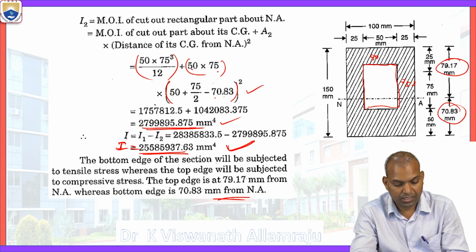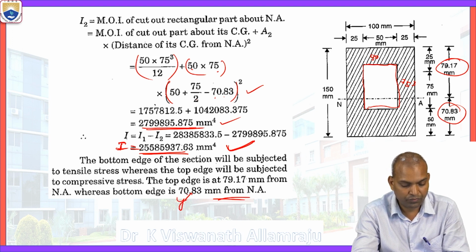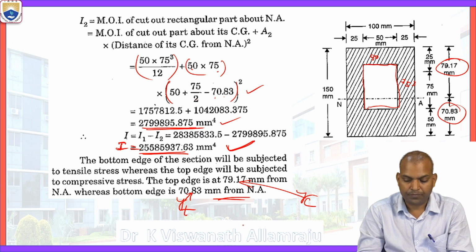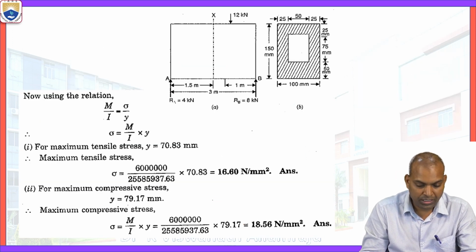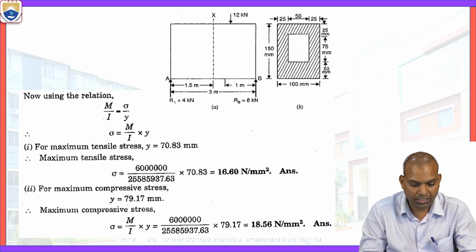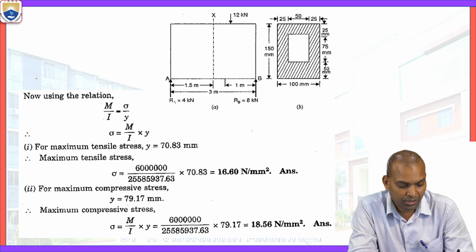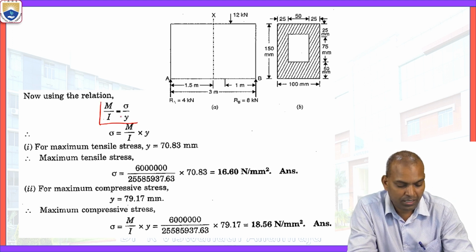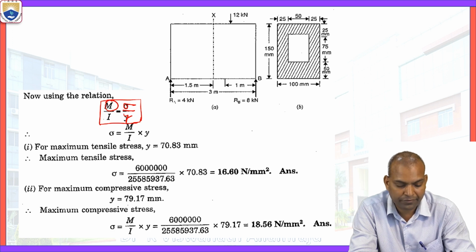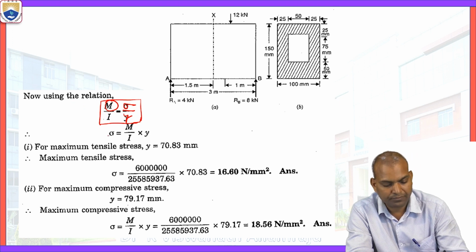So for tensile stress, bottom edge, this is the Y value for tensile stress, and this is the Y value for compressive stress, because top edge is the YC and YT. The next step is we need M value, which we have already calculated. We know the relation of pure bending, that is M by I equal to sigma by Y. We know the M value, moment of resistance. Sigma to be calculated, sigma equal to M by I times Y.